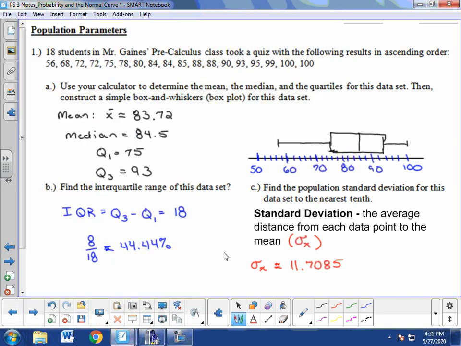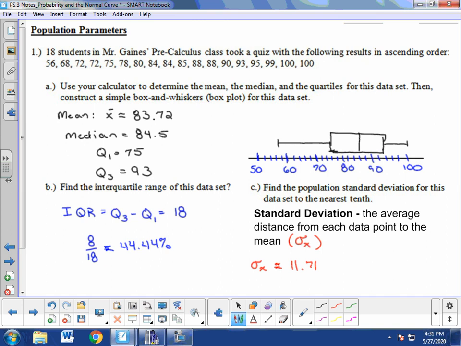So what we can see with this value here is that there's a pretty wide spread. This is the average distance. So on average, one standard deviation above the mean would be approximately 11.7. Let's go ahead and round this to 2 decimals. 11.71 units above 83.72, and one standard deviation below the mean would be 11.71 units below 83.72. And so that's the average distance from the mean.